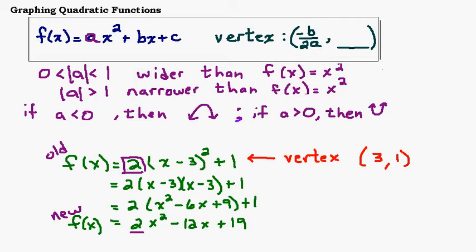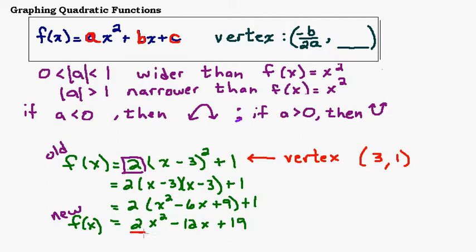Okay, so the new way to find the vertex is to use this formula right here. The vertex is going to be at the x value opposite of b over 2a. So before we go any further, let's make sure we're really clear about how to find the a, b, and c values. And if you've done the quadratic formula, they're the same. The a is the coefficient on the x squared term, the b is the coefficient on the x term, and the c is the constant term.